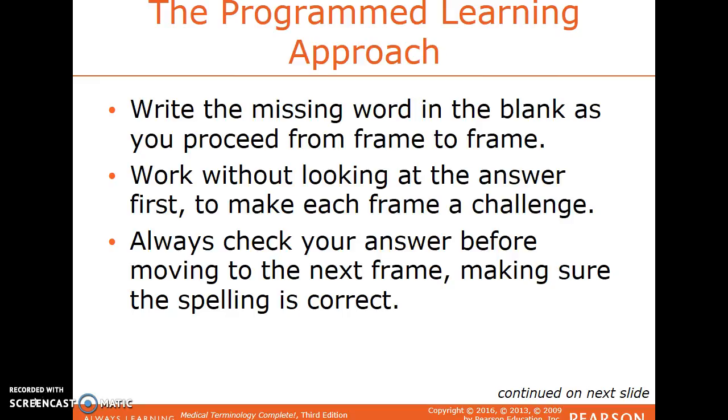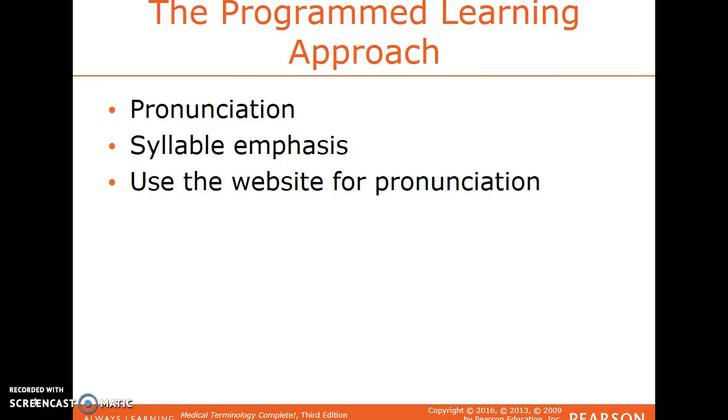Always check your answers before moving on to the next frame and double check your spelling. Spelling counts in medical terminology. If you misspell a word, that's going to be a problem. You don't want to do that.